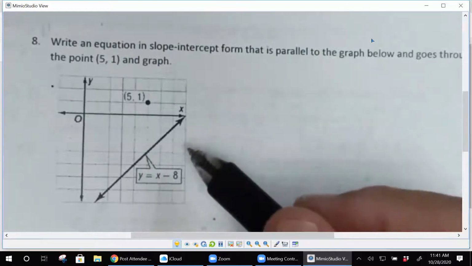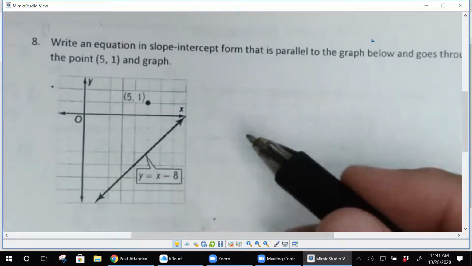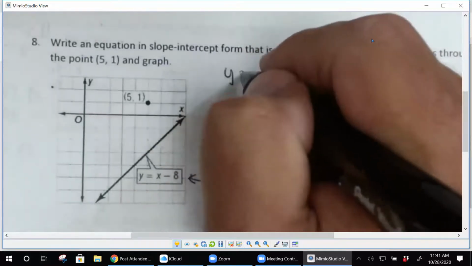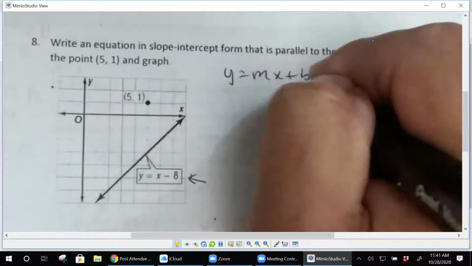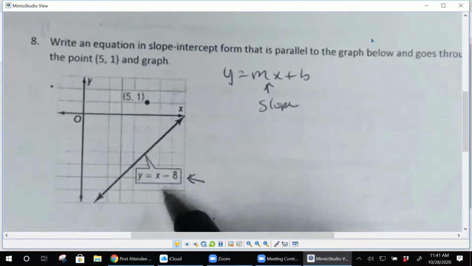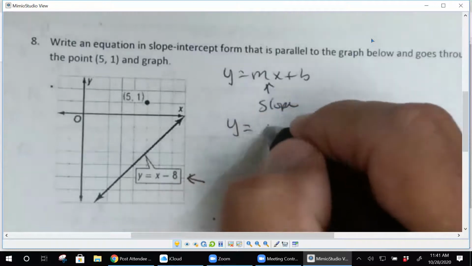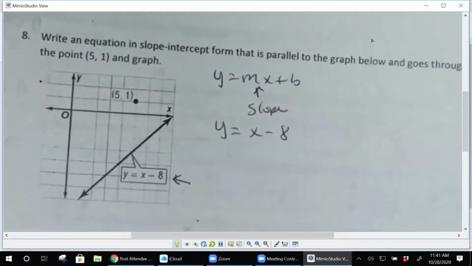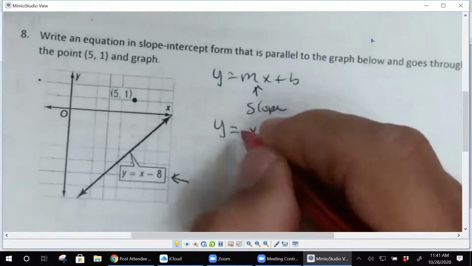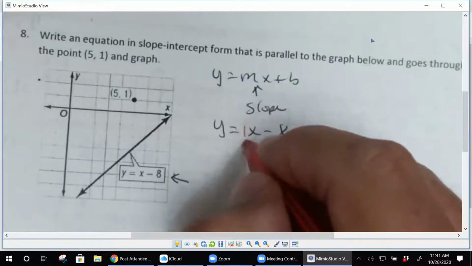Well, they give you a line. So you could do rise over run. You could do that. But they also give you the equation. And if you remember, y equals mx plus b, m is your slope. So the number in front of x is your slope. So if I have y equals x minus 8, what's the number in front of x? Well, if you say you don't see one, how many x's do I have? Well, I have 1x, and that 1 is my slope.